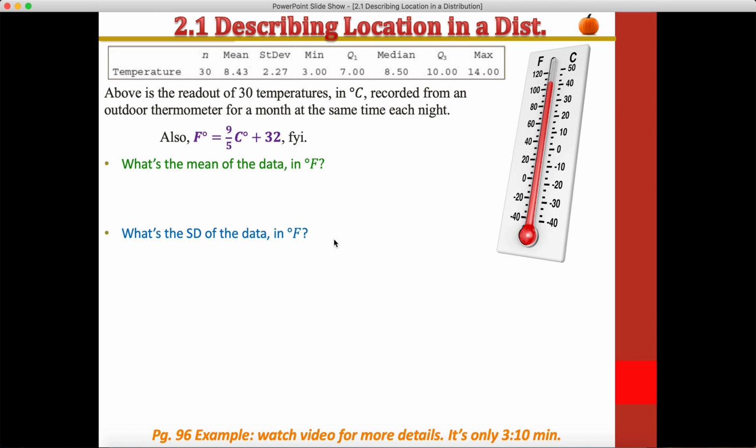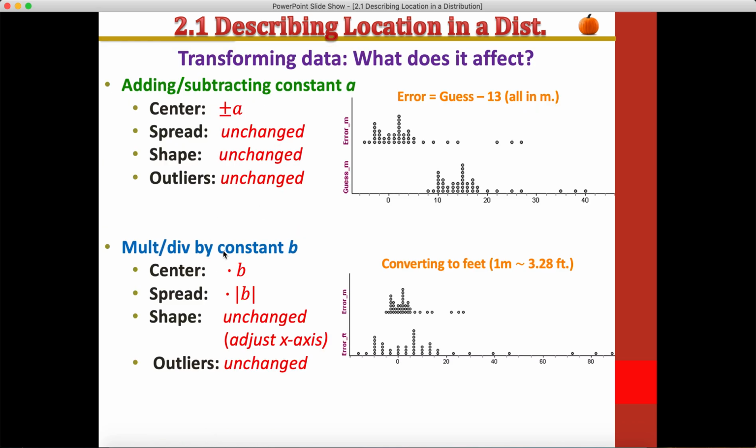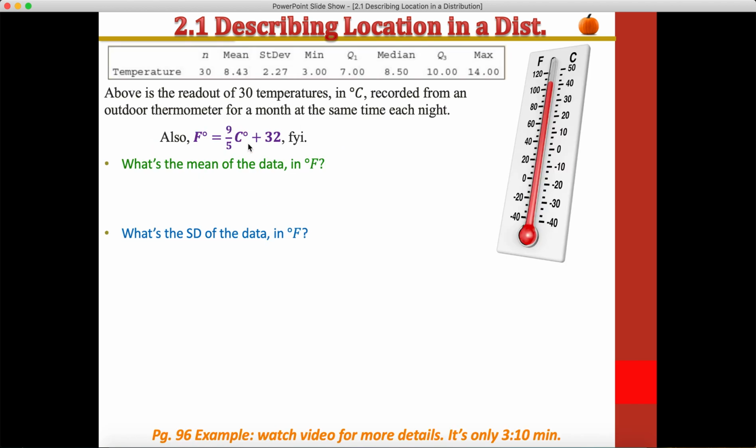However, if I don't have every data point in the distribution, suppose I just have this readout, so I can't take that data and recalculate it. Well, according to what's on the previous page, I actually don't need to, because I could just take the measurements that I have here, the mean and the standard deviation, and then adjust them accordingly. So what's the mean of the data then? Well, the old mean was 8.43 according to this printout, and according to these two combined facts, what happens to the center? I would multiply by the constant, I would add the other constant or subtract. But in this case, I basically just perform this calculation on the mean. And I get that it becomes 47.174 in Fahrenheit.